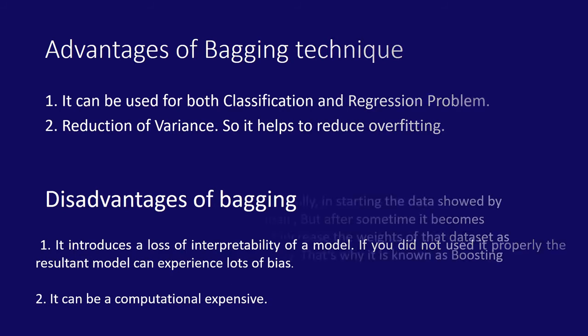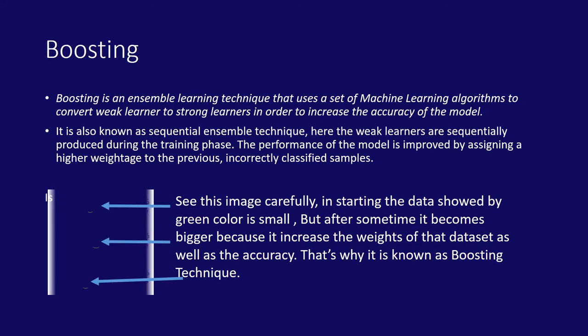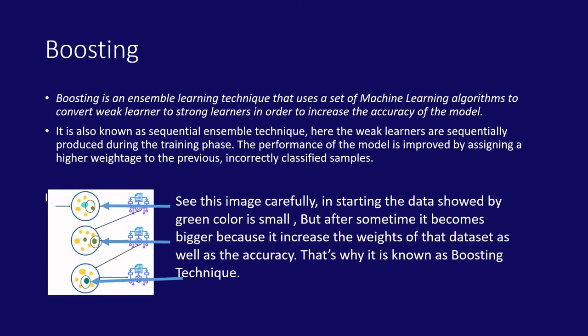Let's talk about the boosting technique. Boosting is an ensemble learning technique that uses a set of machine learning algorithms to convert weak learners to strong learners in order to increase the accuracy of the model. It is also known as a sequential ensemble technique. Here the weak learners are sequentially produced during the training phase. The performance of the model is improved by assigning a higher weightage to the previously incorrectly classified samples. See this image carefully. In the start, the data shown in green color is small, but after some time it becomes bigger because it increased the weights of that dataset as well as the accuracy. That's why it is known as the boosting technique.